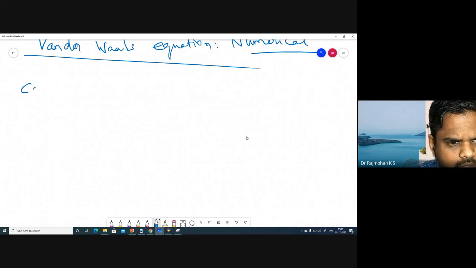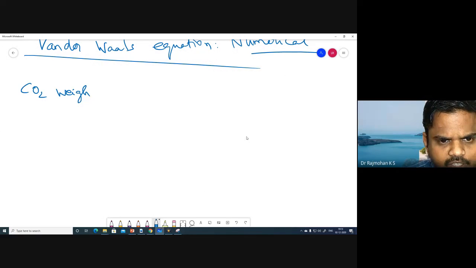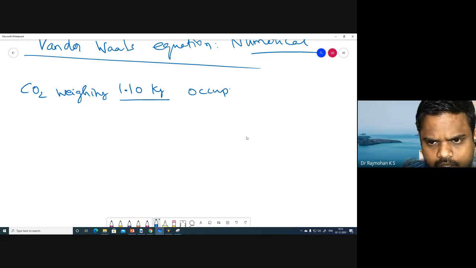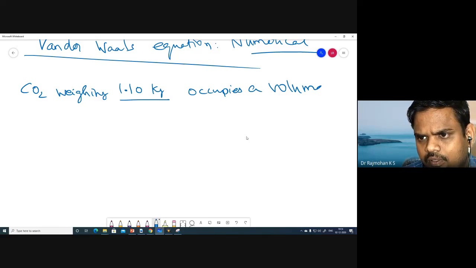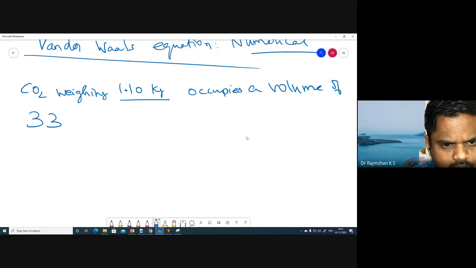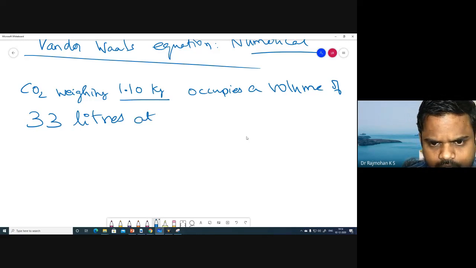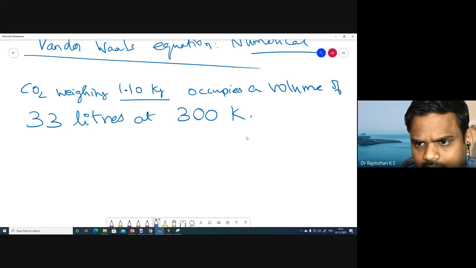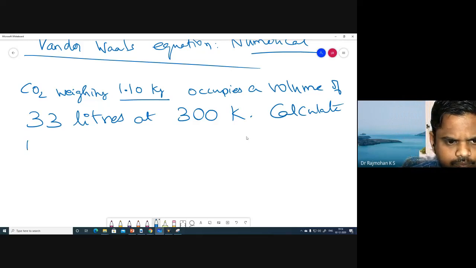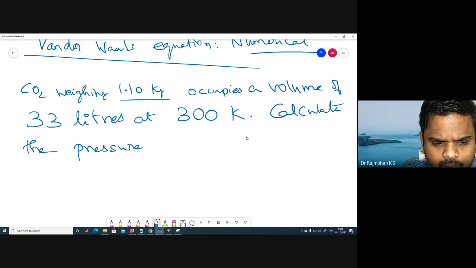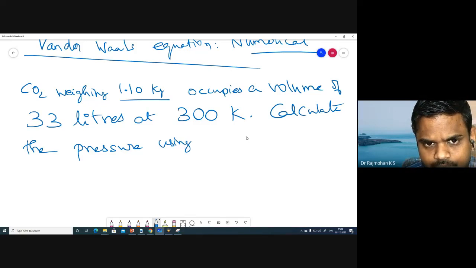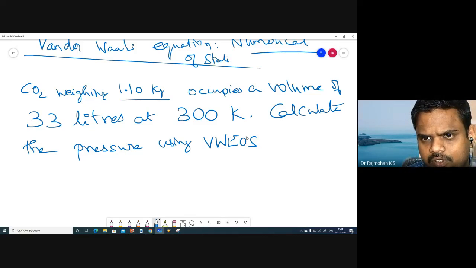Take down: carbon dioxide weighing 1.10 kg occupies a volume of 33 liters at 300 Kelvin. Calculate the pressure using the Van der Waals equation of state. EOS refers to equation of state. Just use the Van der Waals equation of state.